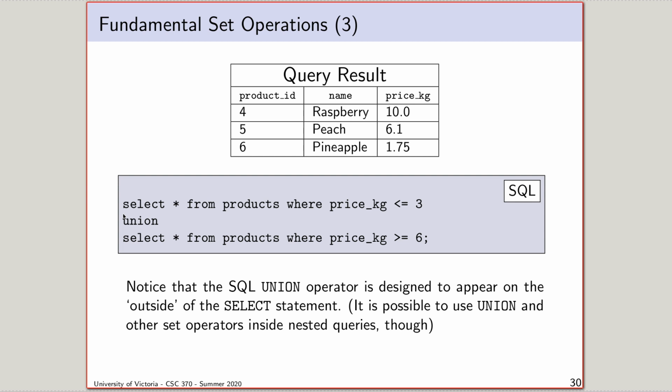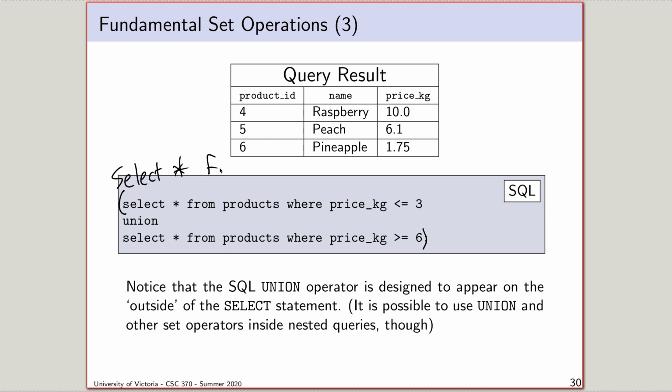So what I'm doing here is I'm constructing the relation produced by selecting from products where price is less than or equal to 3. I'm taking the union of that with the result of selecting from products where price is greater than or equal to 6. I'm not allowed to use union inside the from clause like I am with a natural join. I have to use it with fully formed select statements as arguments. That said, it doesn't have to be appearing at the outermost scope. I just have to make sure that its two operands are always fully formed select statements.